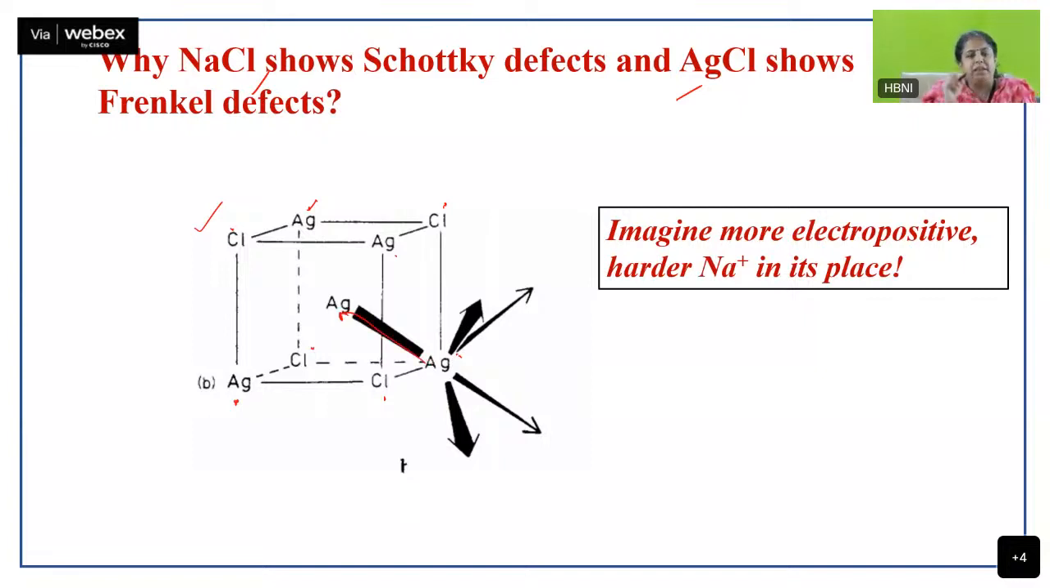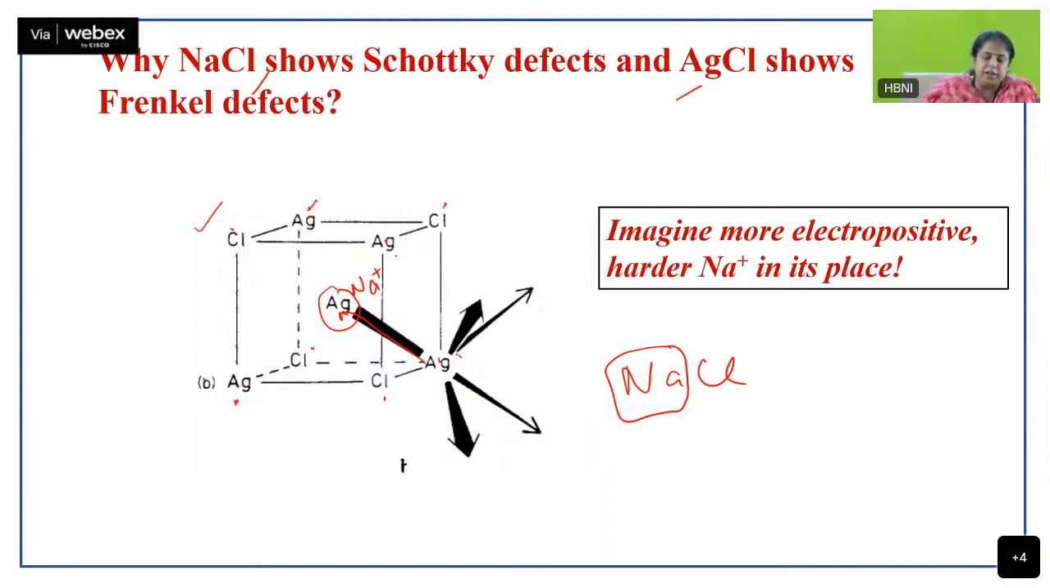Now imagine instead of Ag, if you had NaCl. Now Ag is a bigger ion. It is not that polarizing, but Na is a very hard ion. Hard means it has a large charge by radius ratio. Now for such an Na plus to be surrounded by four equally hard Na plus on the corner would make it energetically very unfavorable and it will not prefer Frenkel defect. That is the reason it adopts Schottky defect.